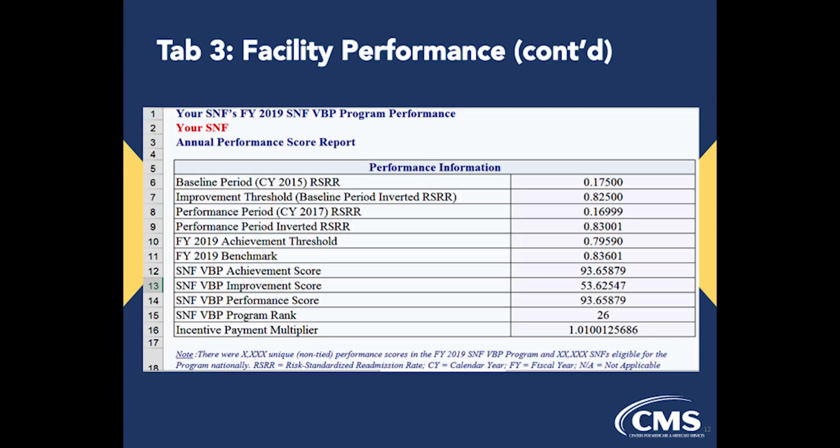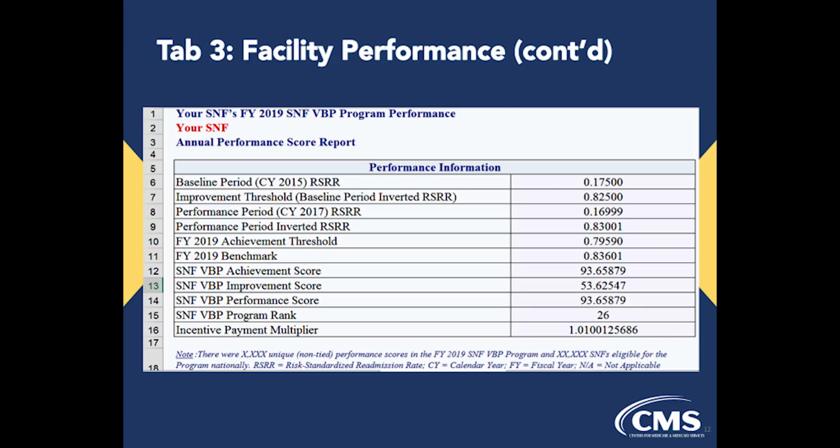Row 8 contains the SNF's calendar year 2017 RSRR. Remember, only this row falls under scope for Phase 1 review and corrections. This is performance during the performance period. Row 9 contains the performance period inverted RSRR. We invert this rate by subtracting it from 1 to compare it to the achievement threshold, improvement threshold, and benchmark.